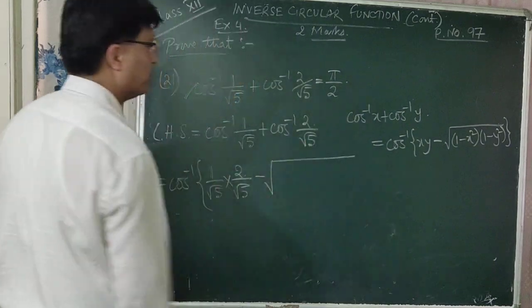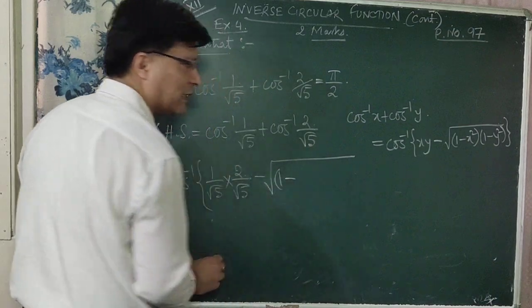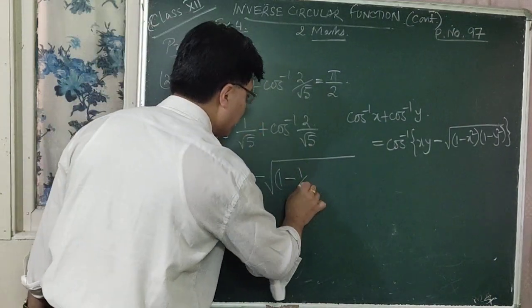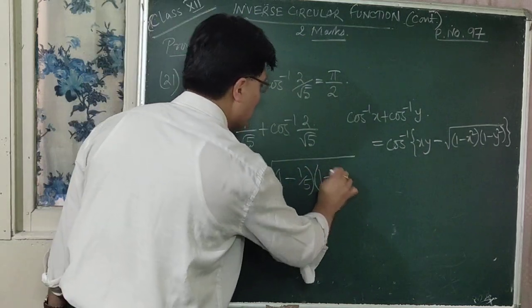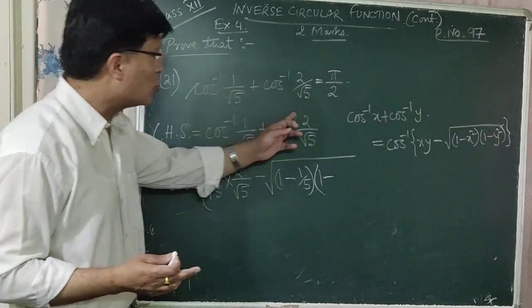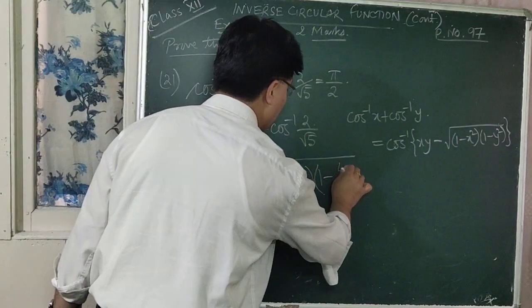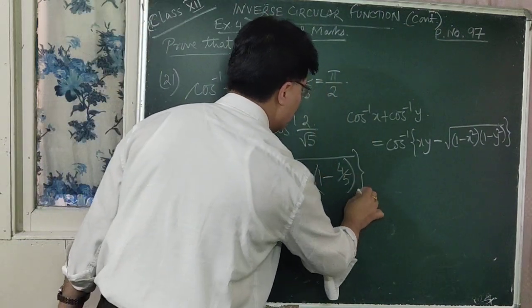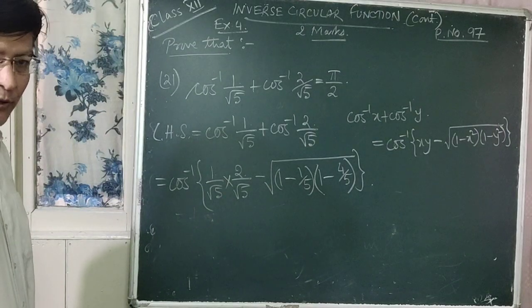Minus root over 1 minus x square. 1 minus, what is x square? 1 by root 5 whole square. That is 1 by 5, into 1 minus, what is y square? It is 2 by root 5 whole square. What is it? It is 4 by 5. So here second bracket is closed. Is that clear to all of you?